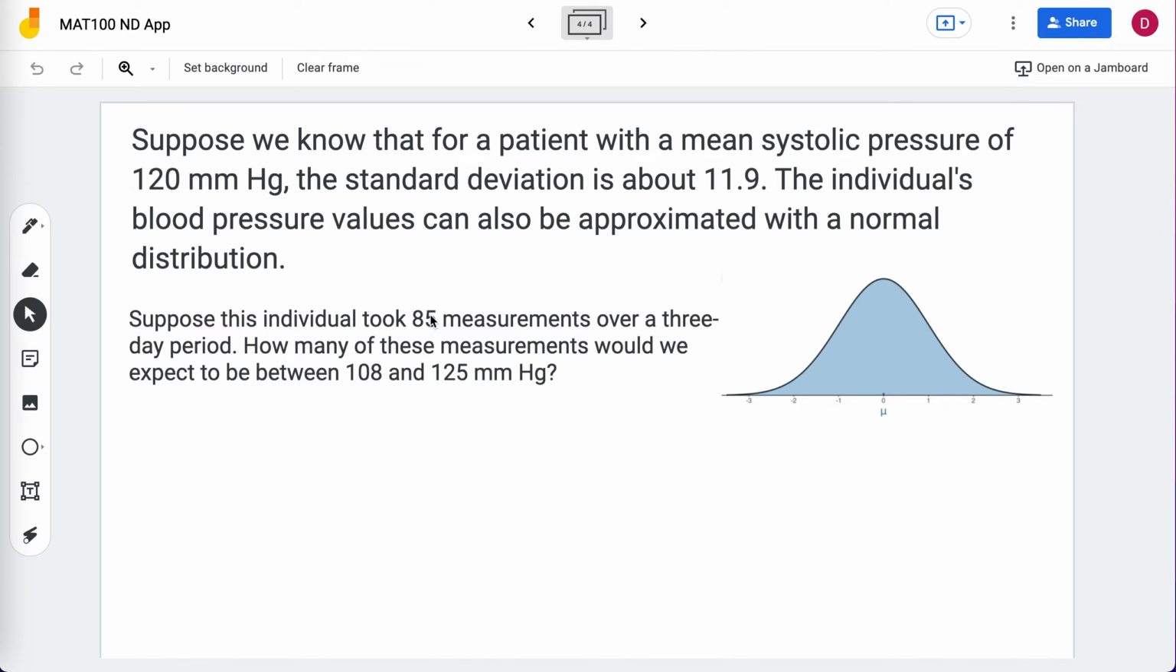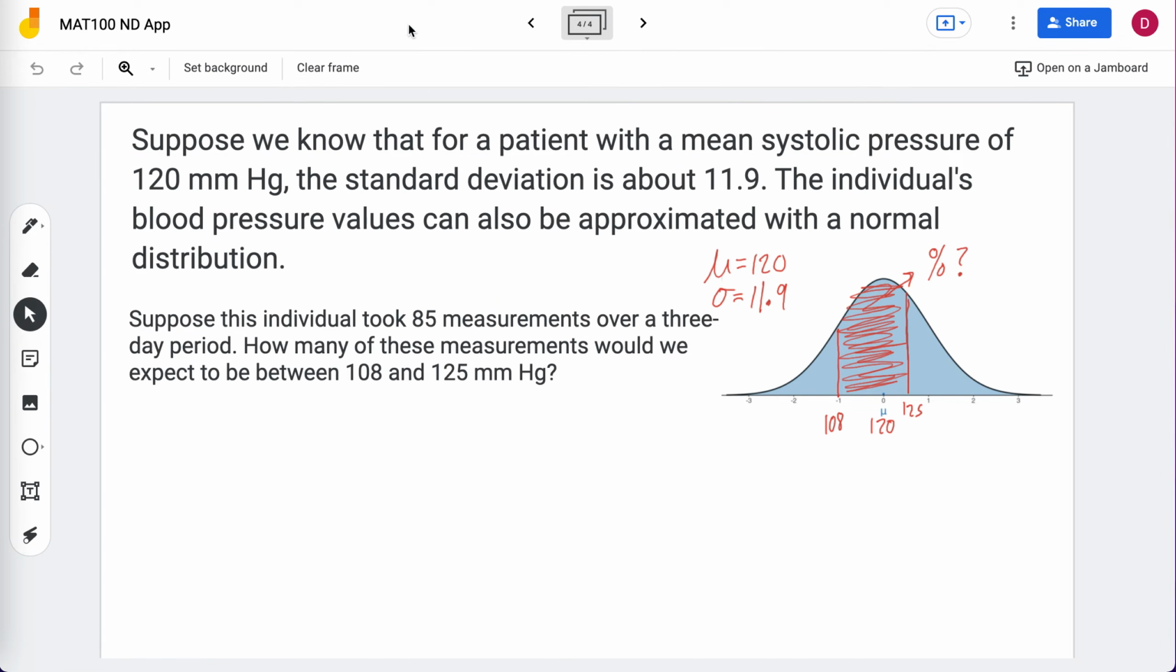I'm going to go ahead and continue here. We knew that 108 was right about there. 120 is the mean, and 125 is going to be 5 above the mean. So that's going to be 125. And I want to know the percent of observations or measurements that are between these values. I already know my mean is 120. I know my standard deviation is the same, 11.9. So we're going to find this percent. What is this percent? That's what we have to find first.